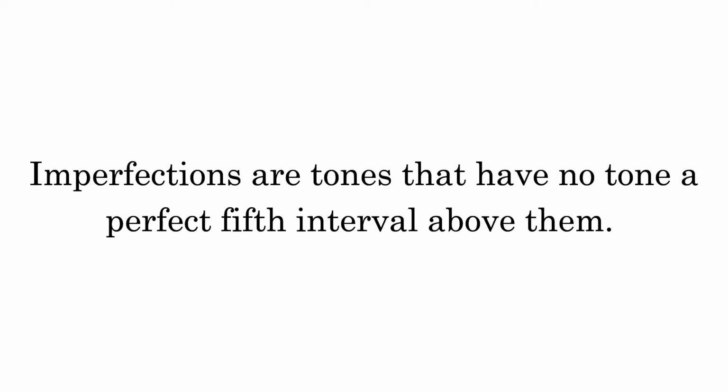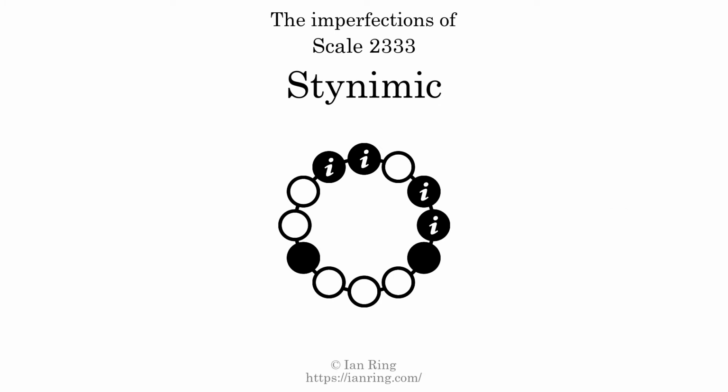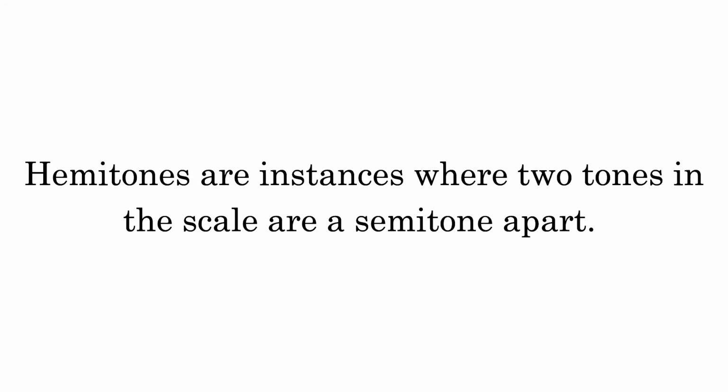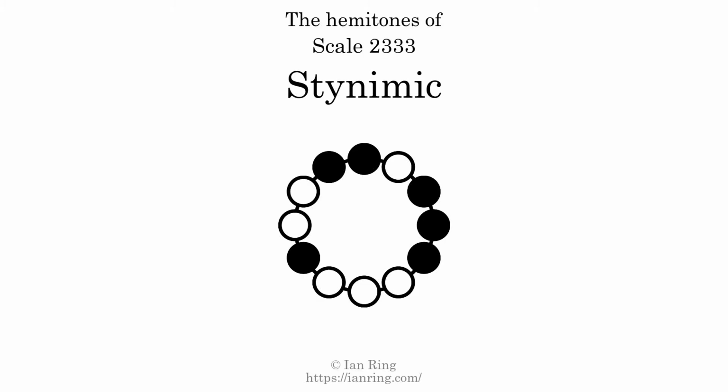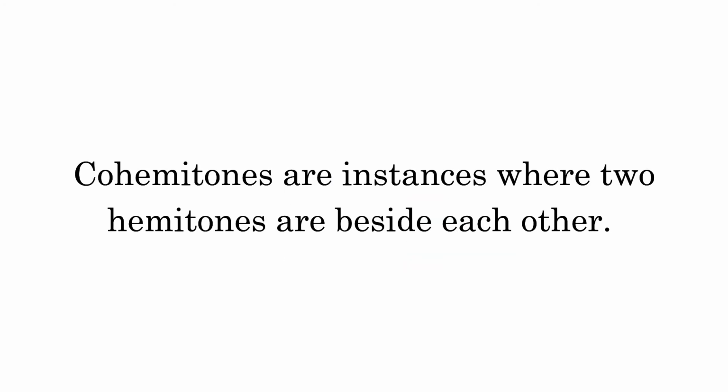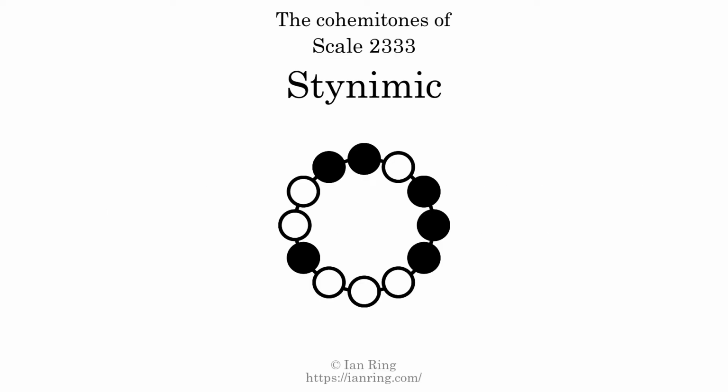Imperfections are tones that have no tone a perfect fifth interval above them. This scale has 4 imperfections. They are at positions here, here, here, and here. Hemitones are instances where 2 tones in the scale are a semitone apart. This scale has 3 hemitones. They are at positions here, here, and here. Cohemitones are instances where 2 hemitones are beside each other. This scale has 1 cohemitone.